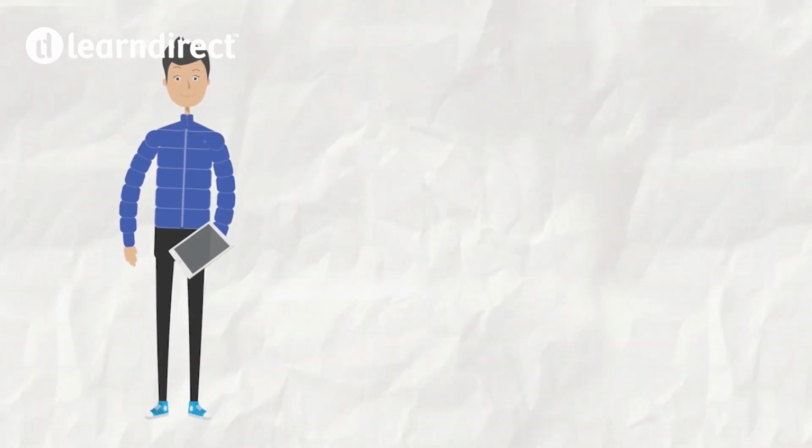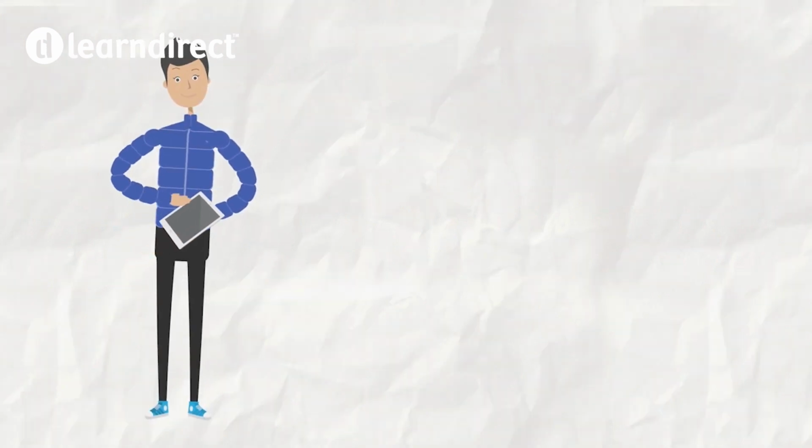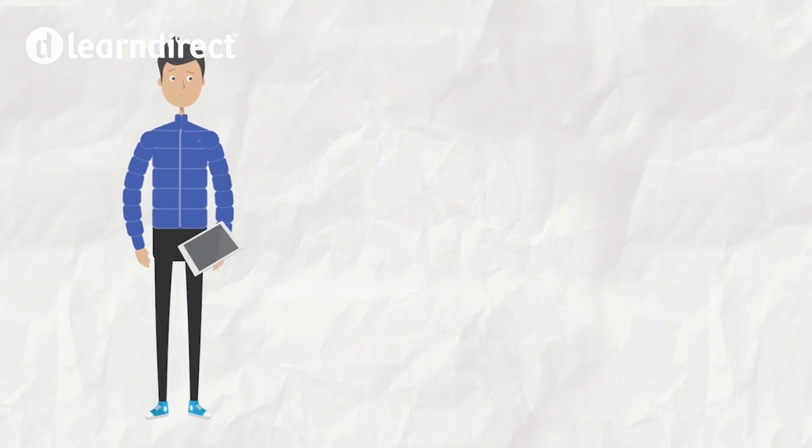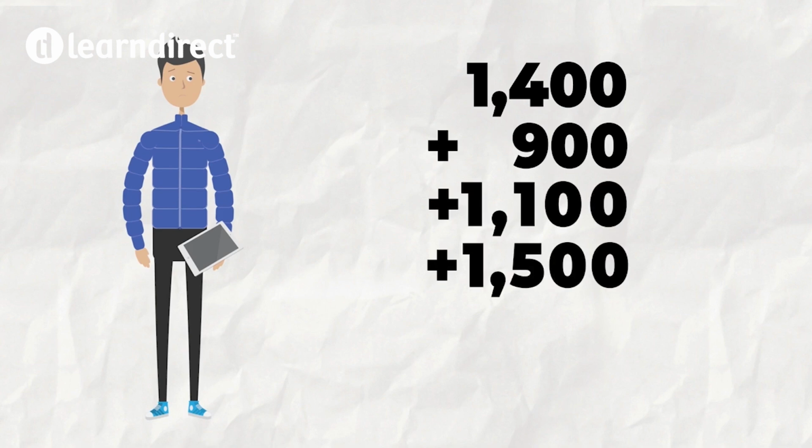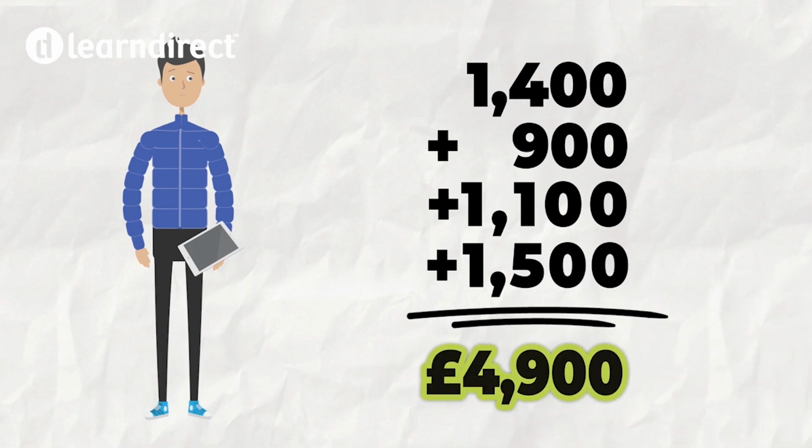To check, Darren could round his figures to the nearest hundred and do a quick approximation. 1,400, add 900, add 1,100, add 1,500, equals 4,900. This is very similar to Darren's answer, so Darren can be quite sure that he has calculated it correctly.